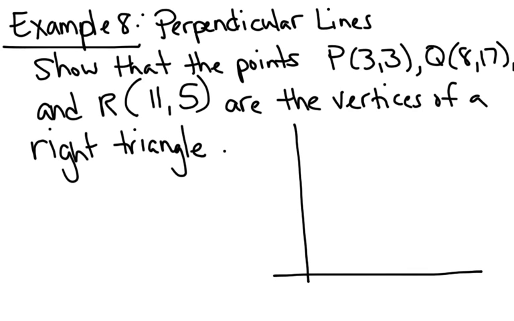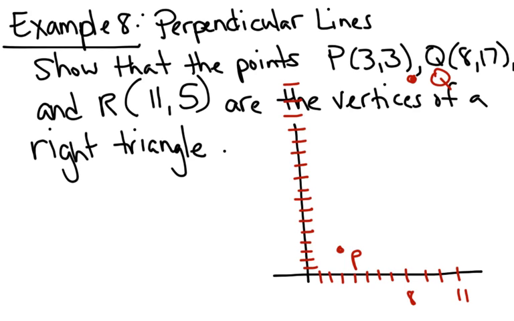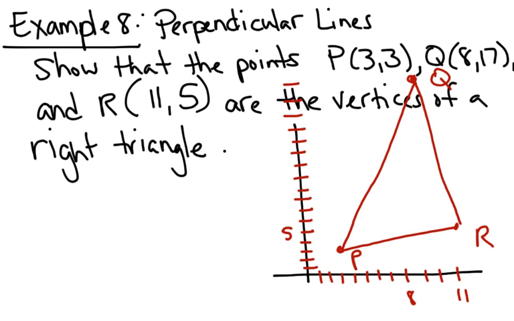All right, so one of my points is at (3, 3). That's P. Q is at (8, 17). So 4, 5, 6, 7, there's 8. 4, 5, 6, 7, 8, 9, 10, 11, 12, 13, 14, 15, 16, 17 would be up here somewhere. And R would be at (11, 5). So 8, 9, 10. There's 11. 1, 2, 3, 4, 5. So around here somewhere. So just by drawing this picture, you're probably going to think, well, maybe my right angle would be here.